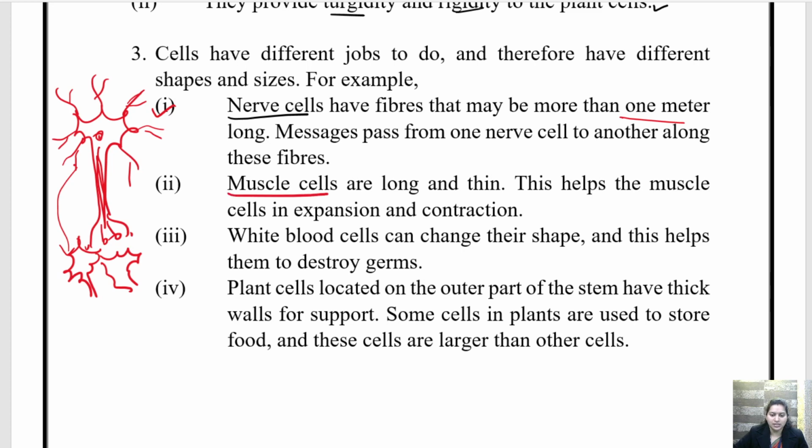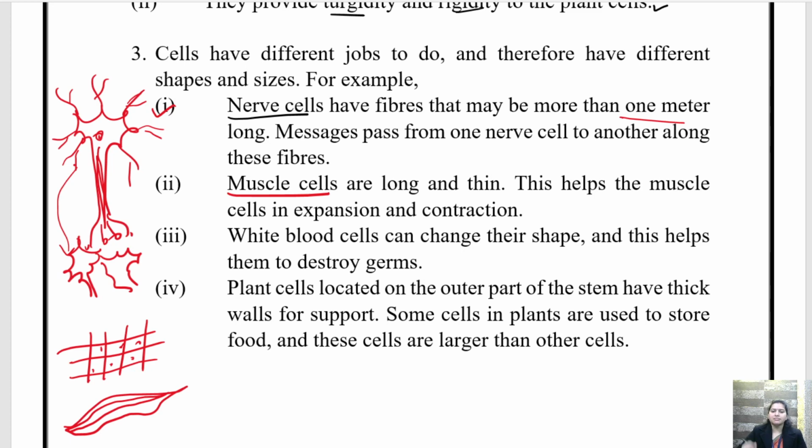Then we have muscle cell. Muscle cells are generally long and thin. Children, muscle cells are also of different types that you will study in higher classes. Okay. So this is a muscle cell. Muscle cell can also be of this shape. This can also be the shape of a muscle cell.